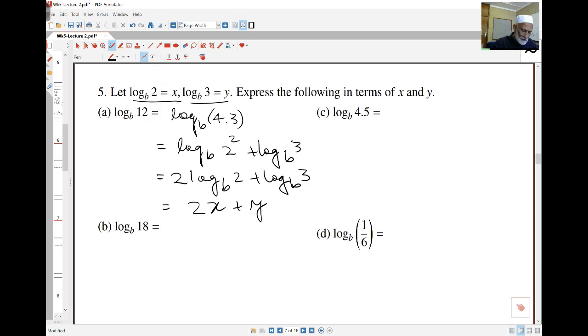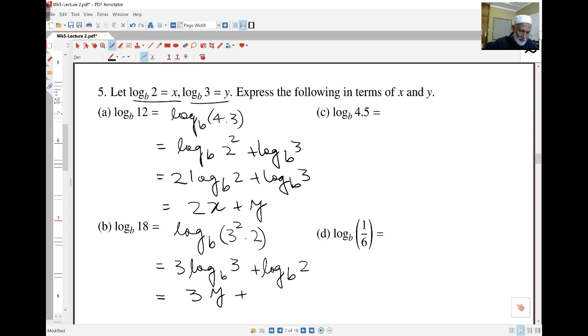Log of 18, so 18 is 9 times 2, which is 3 squared times 2, so this becomes 2 times log 3 to the base b plus log 2 to the base b, so this is 2 times y plus x. 4.5 looks a bit tricky. But we can figure it out.